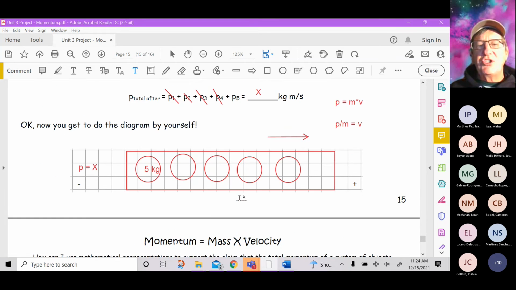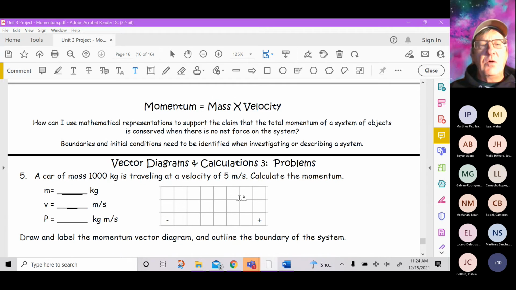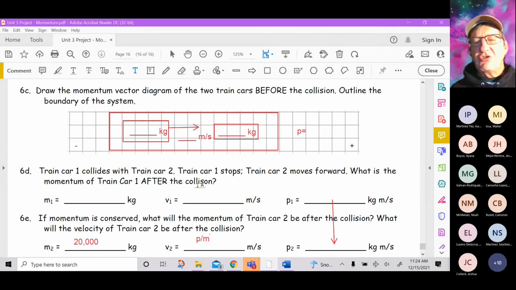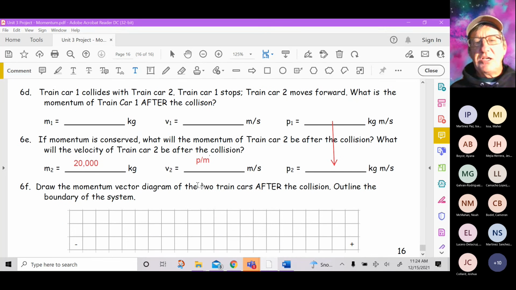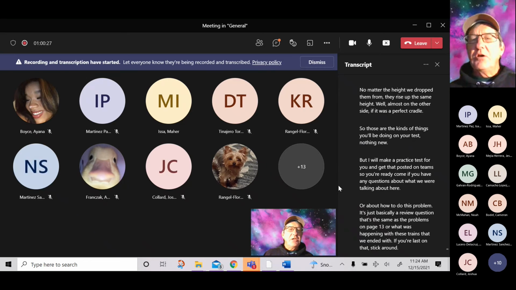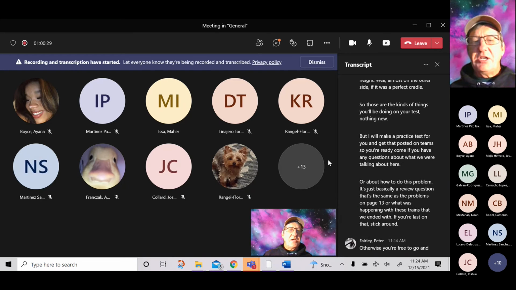If you have any questions about what we were talking about here, or about how to do this problem, it's just basically a review question that's the same as the problems on page 13. Or what was happening with these trains that we ended with. If you're lost on that, stick around. Otherwise, you're free to go and finish the assignment and turn it in.